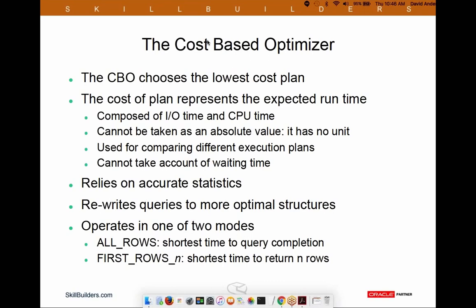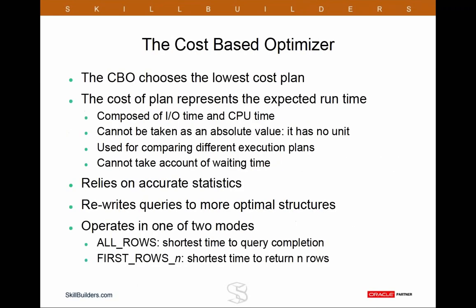The cost-based optimizer rewrites queries to more optimal structures. This is a critical statement. So if you write a subquery, query rewrite is a key concept in CBO. You must keep that in mind, because when you look at the exact execution plan, the execution plan may not represent the query that you wrote and submitted for optimization. So if you don't understand query rewrite, how will you possibly understand the execution plan?